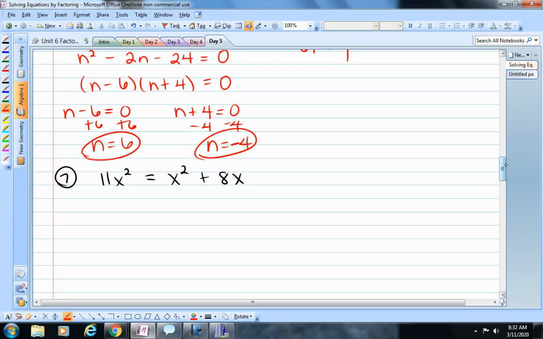Okay. 11x squared equals x squared plus 8x. We want to get equal to 0, right? So that we got to move some stuff. Now, I told y'all to move everything to the highest exponent, right? The highest exponent is squares, and I've got 2 of them.